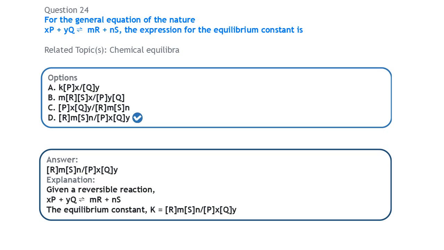So this is going to be the expression for the equilibrium constant. Remember, the product first, divided by what you have on the reactant side, and it's going to be that substance raised to power its number of moles.